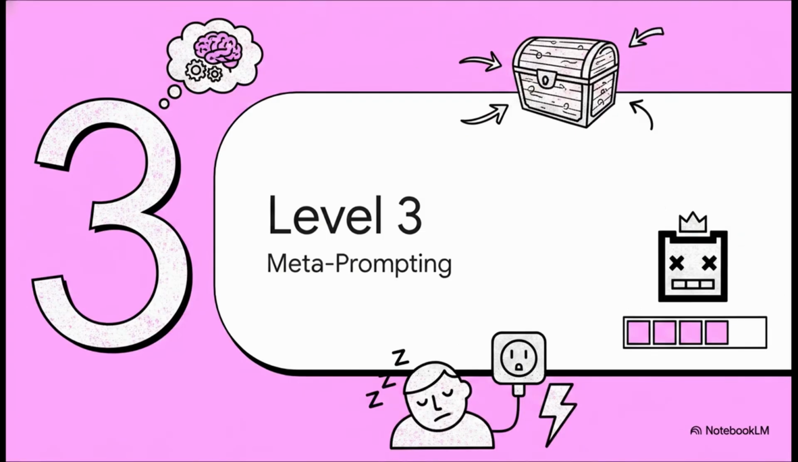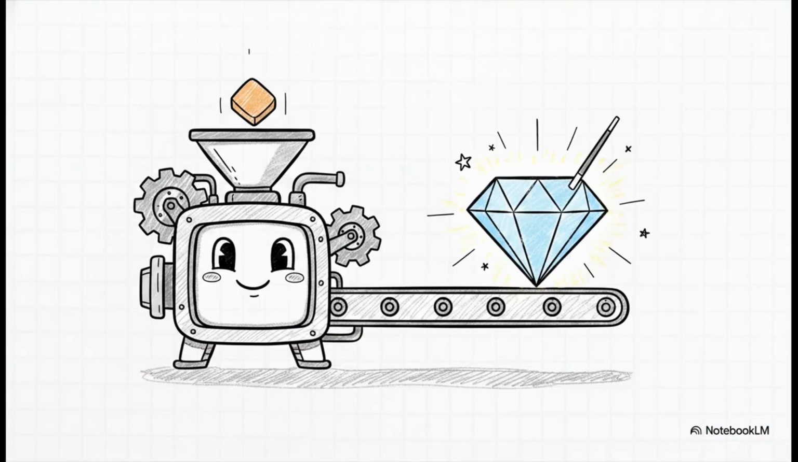And now we reach the final boss, level 3, the meta prompting cheat code. Let's be totally real for a second. Manually typing out that massive detailed magic prompt every single time you need something is exhausting. We want to be lazy, but we still want those power user results. So the goal here is simple, but honestly mind-blowing. We are going to build a custom tool that automatically writes the magic prompts for us.